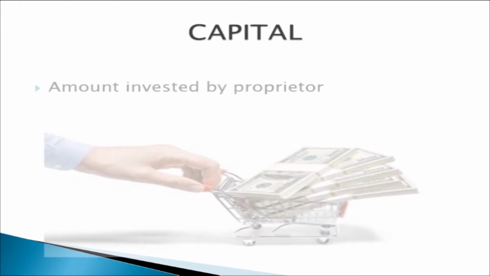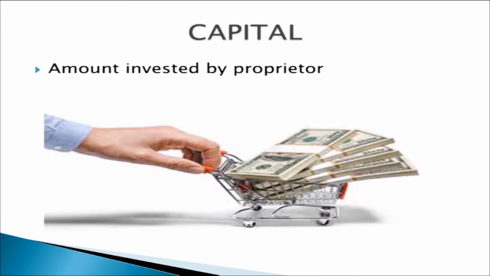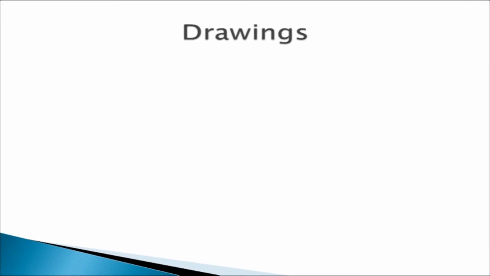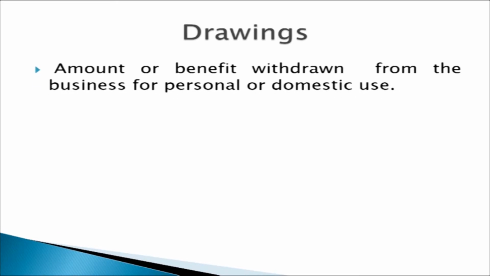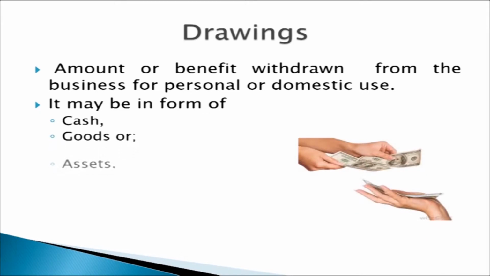Next concept is capital. It is the amount invested by the proprietor in the business to start a business. It can be in cash or in kind, assets like machinery, furniture, property, etc. Next concept is drawings. It is the amount or benefit withdrawn by the owner from the business for personal or domestic use. It may be in the form of cash, goods, or assets.